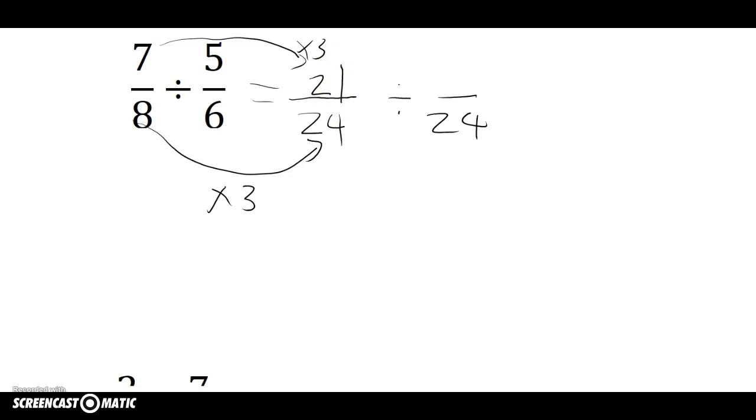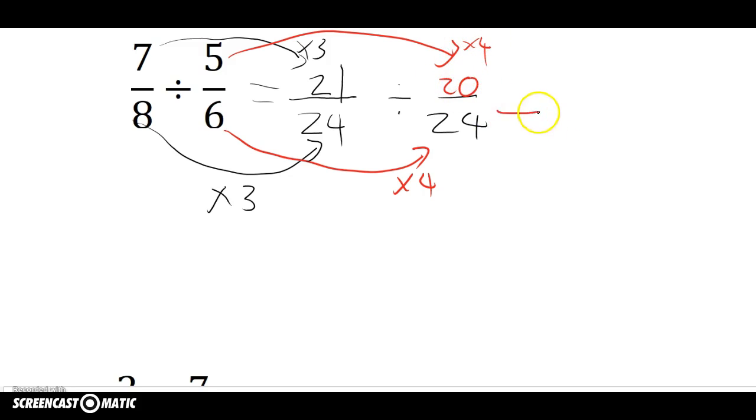Now, 6 times 4 is 24. So 5 times 4 would be 20. So my question now becomes, how many groups of 20 24ths are in 21 24ths? Well, I can see that there's one whole group. So that's going to give me a 1.